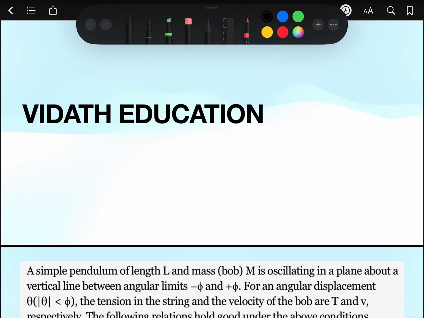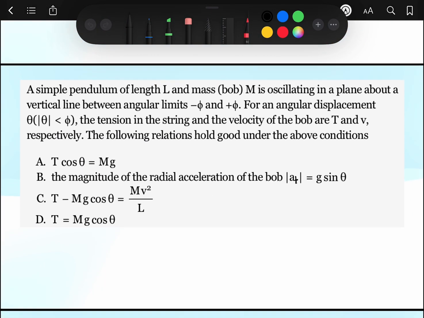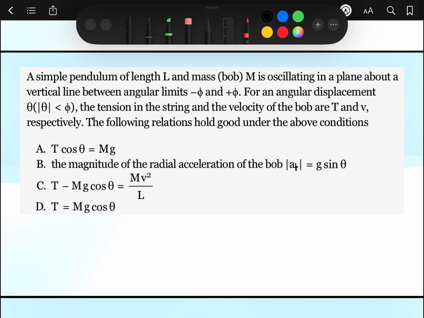So hello guys, this is another question from IIT JEE PYQ. The question is from the chapter circular motion. Here is the question. A simple pendulum of length L and mass m is oscillating in a plane about the vertical line between the angular limits -phi to +phi.